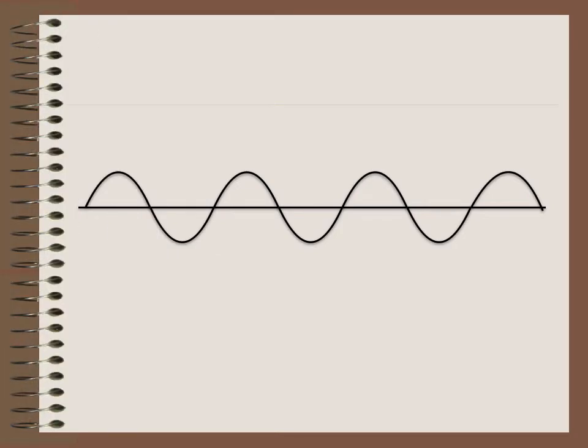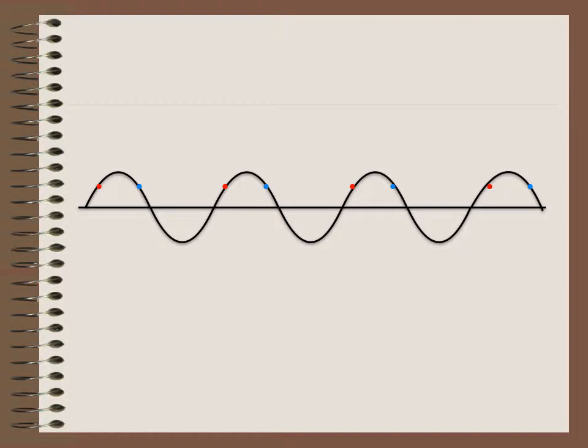Here we have our transverse wave with our equilibrium line. Each of these red dots represents a point that would be in phase. They are all the same distance from equilibrium, and they're vibrating in the same direction, in this case, upward. Each of these blue dots also represents points which are in phase. They're all the same distance from equilibrium, but vibrating downward.